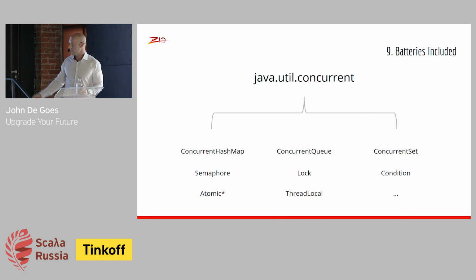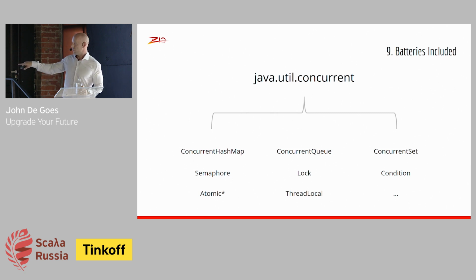Inside there, you're going to find things like concurrent hash map and concurrent queue and concurrent set, semaphore and lock and condition variables and the atomic machinery, thread local, all that stuff comes out of the box, and it just works. And it's really good. It was written by really smart people who knew exactly what they were doing. And you can build some very powerful concurrent applications on top of this toolkit, but there's a problem.